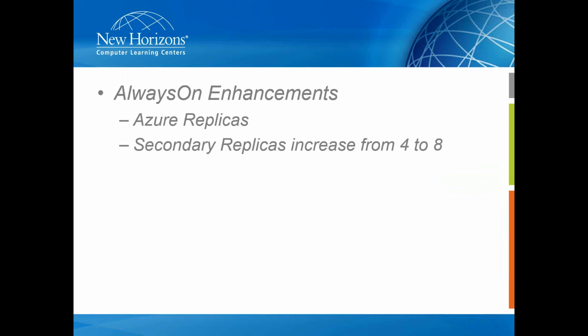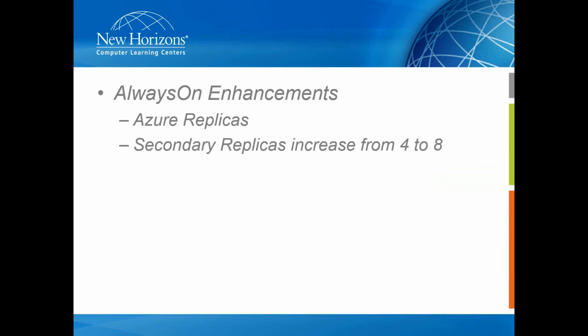Always On enhancements within Always On. That was the big new feature in 2012, as far as high availability. Now you can create Always On availability group replicas out in Azure. So again, it gives us more high availability. If I lose everything on premises, I now have an off-premises copy. And you can have more secondary replicas. In Always On in 2012, you can only have 4. Now it was like 8.